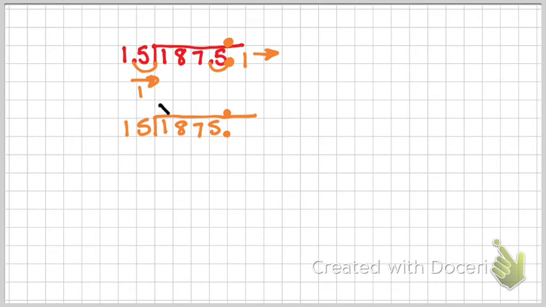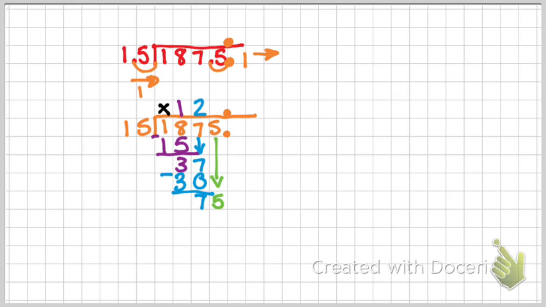15 cannot go into 1, so I can put an X or leave that spot blank. But 15 can go into 18. 15 can fit into 18 one time. 1 times 15 is 15, so I'm going to subtract. And that gives me 3. Bring down my next number, which gives me 37. 15 can go into 37 2 times. 2 times 15 would get me as close as I can with 30. And I would subtract, and I would get 7.